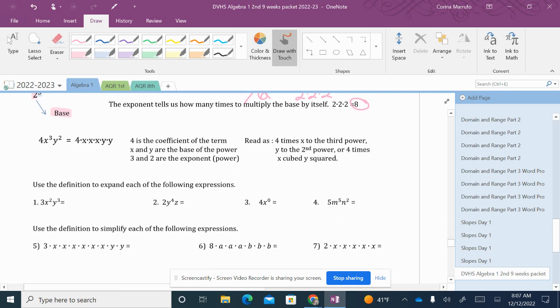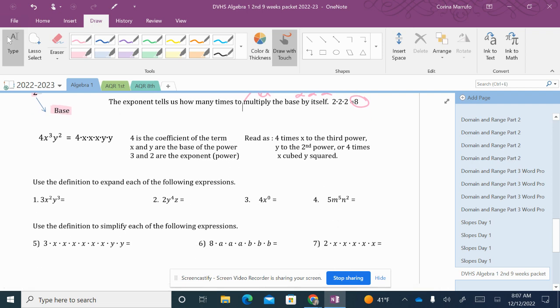So then here it says 4x to the third power y squared equals 4 times x times x times x. So since it says x to the third power, you write x 3 times. And then y squared, that means you write y 2 times. And then 4 is the coefficient, which means it's a number in front.